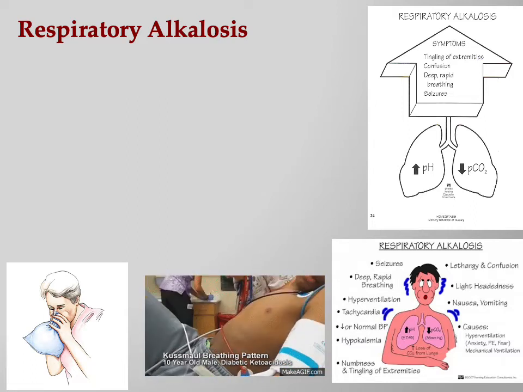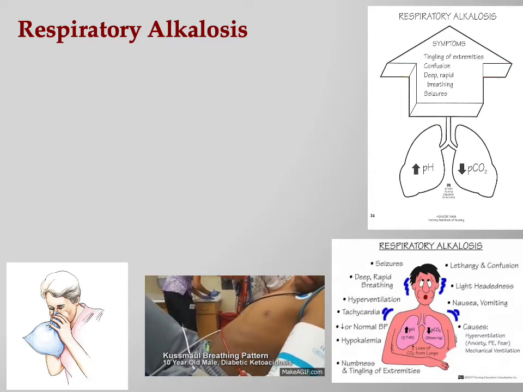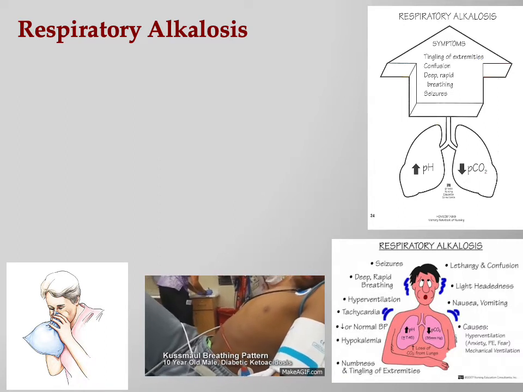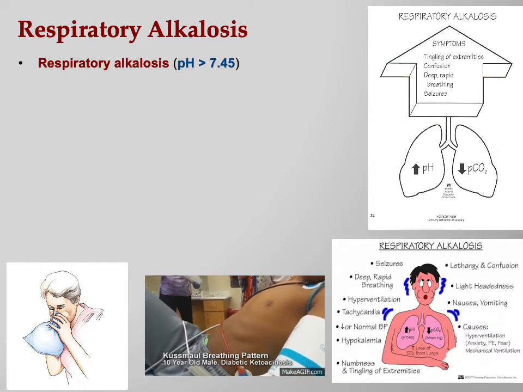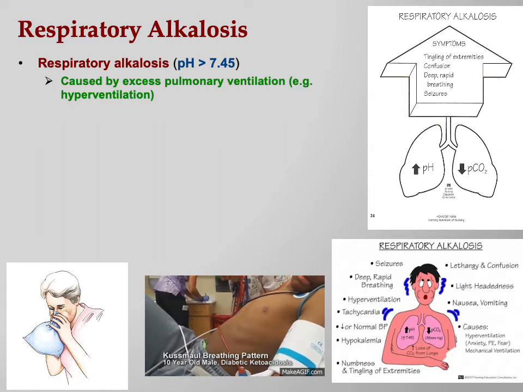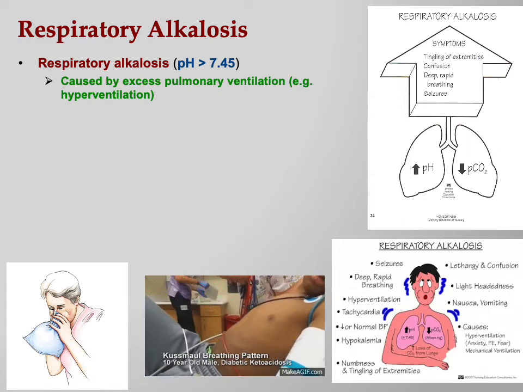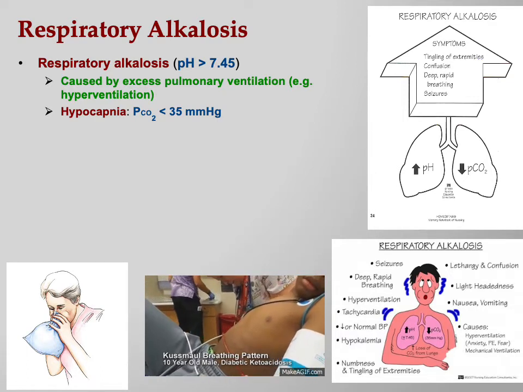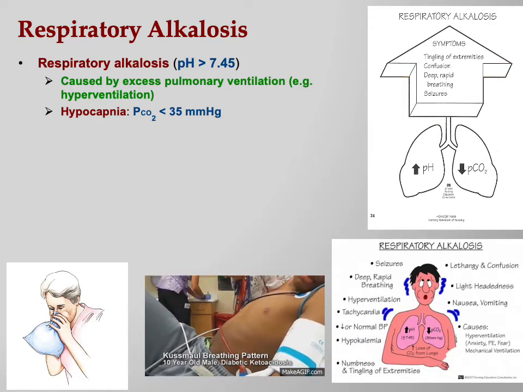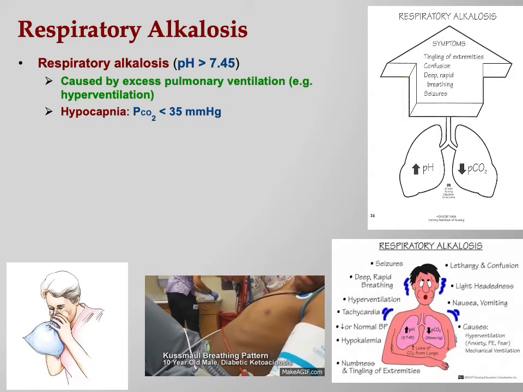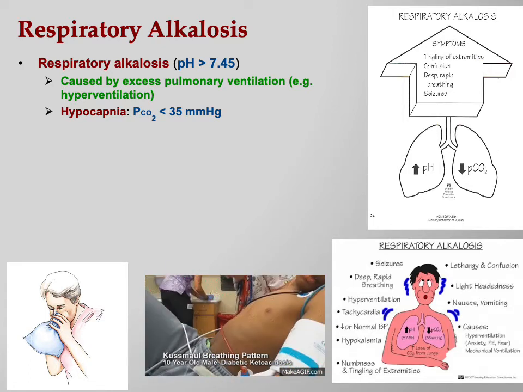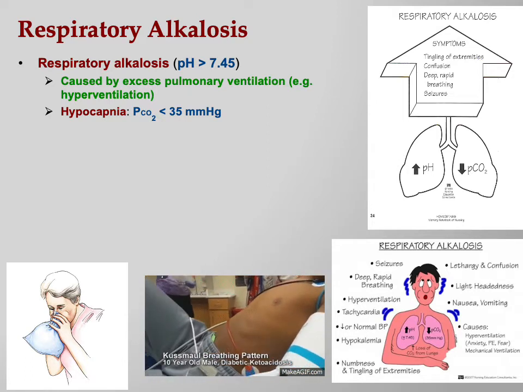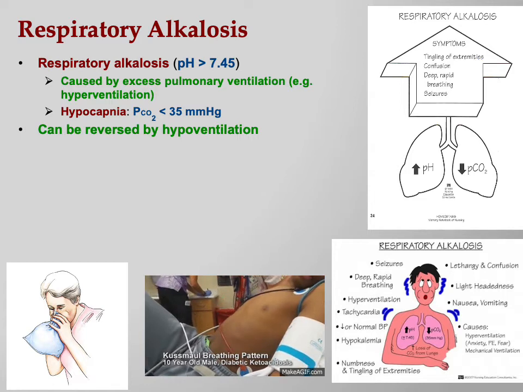If you do that for a while, you will go into a state of alkalosis, all right? If you hyperventilate long enough, you will go into a state of respiratory alkalosis. So again, pH above 7.45 caused by excessive pulmonary ventilation, e.g. hyperventilation. Now you're in a state of hypocapnia. So your CO2 is less than, in this case, 35 millimeters of mercury. You don't have enough CO2 in your blood. That's why you are now alkalotic. You are in a state of alkalosis.